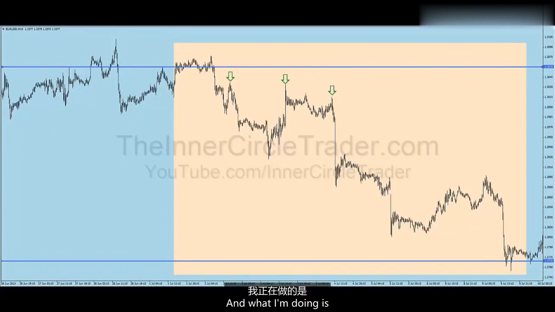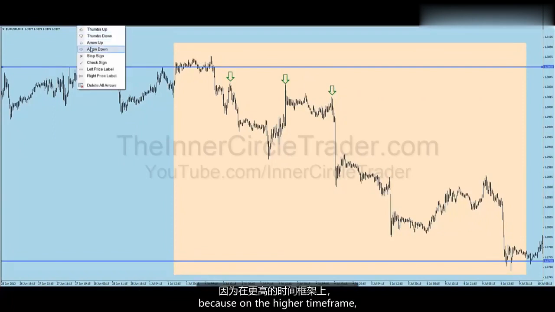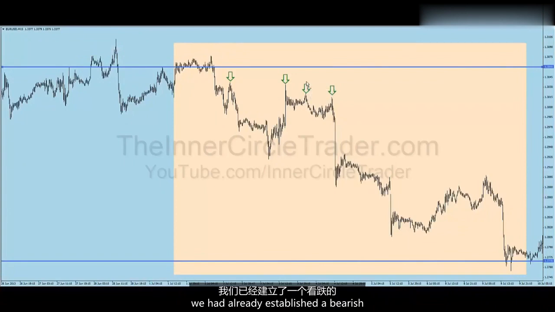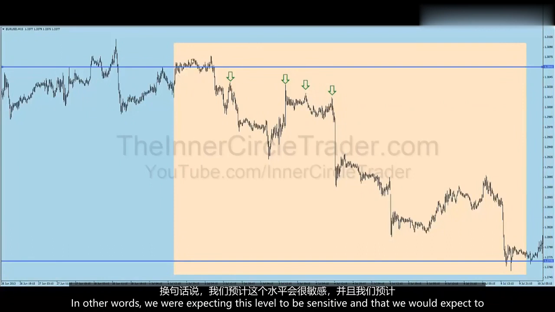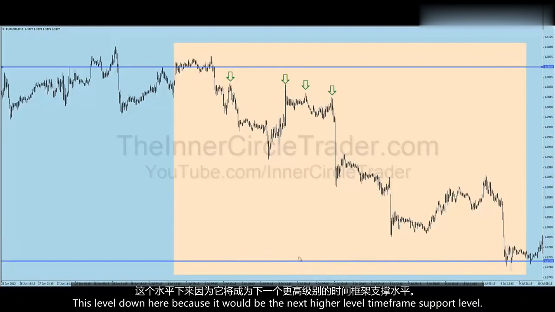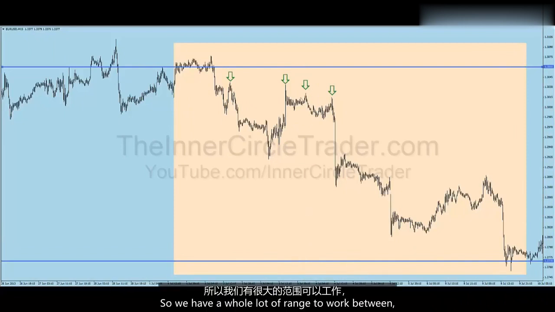Okay, and what I'm doing is, because on the higher time frame we had already established a bearish tone to the market. In other words, we were expecting this level to be sensitive and that we would expect to see price moving lower. Okay, and where would it be moving lower towards? This level down here, because it would be the next higher level time frame support level. So we have a whole lot of range to work between.